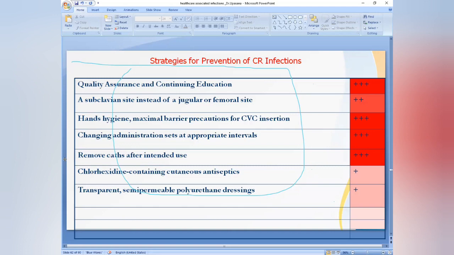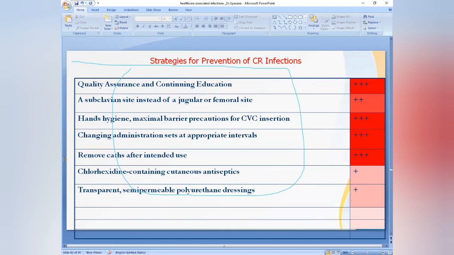Healthcare workers are emphasized more on hand hygiene, isolation practices, barrier nursing, and standard precautions, and whether they are being adhered to or not. So quality assurance is the prime for the prevention of catheter related infections. As I said, the subclavian site is the most preferred one rather than the jugular and the femoral. Hand hygiene practices, whether the maximum barrier precautions were taken while insertion, and changing administration sets at appropriate intervals.